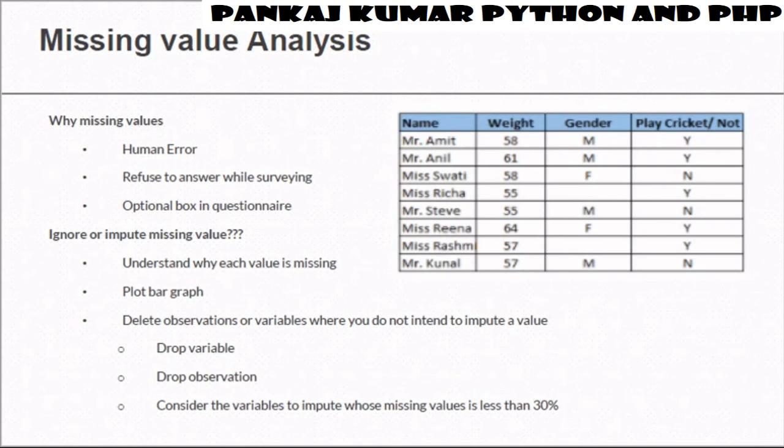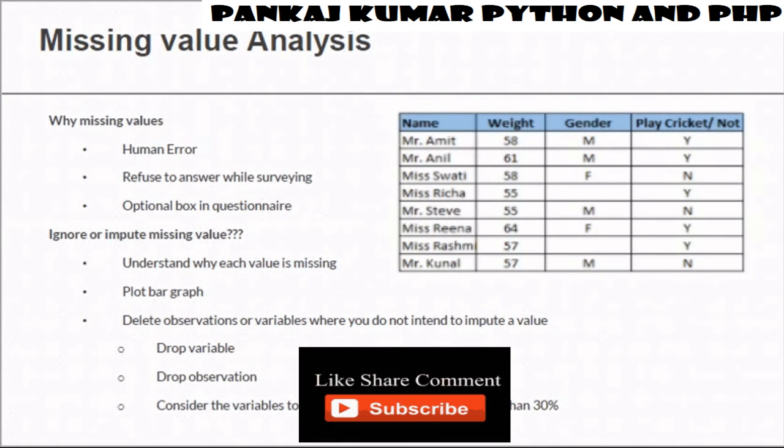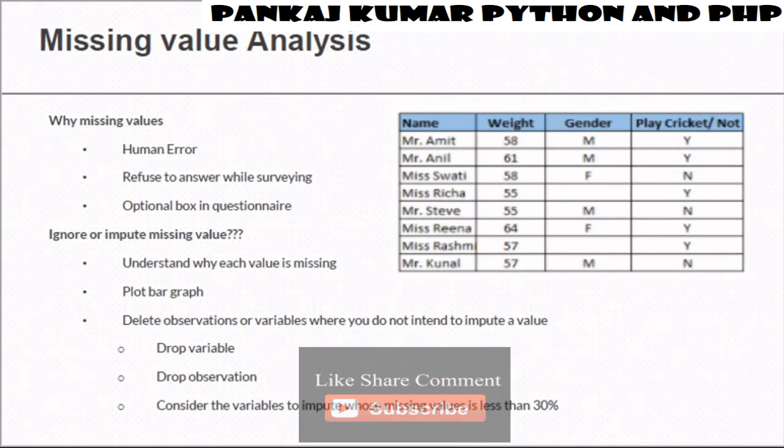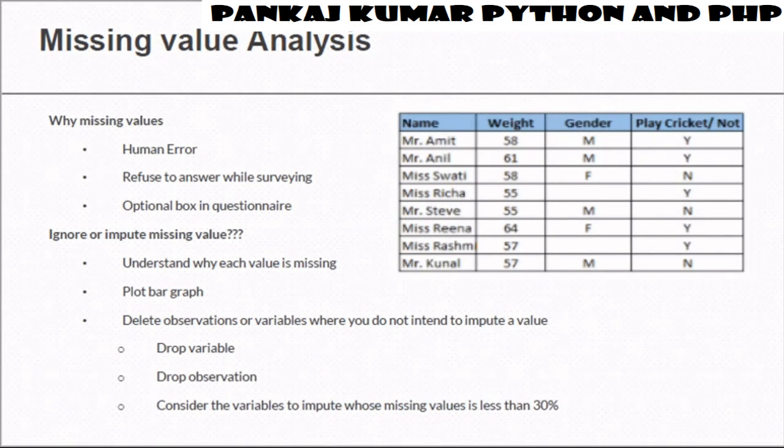When we plot the data and analyze the percentage of missing values, it helps us decide whether to ignore or impute the missing values. Suppose I find that a particular variable has 35% missing values. Then I may not go for imputing the missing values. The better option is always to drop that variable. According to the industry standard, we consider variables for imputation whose missing values are less than 30%.